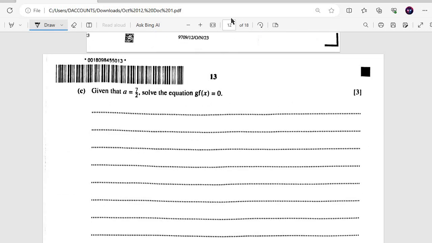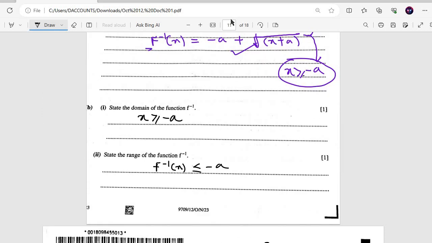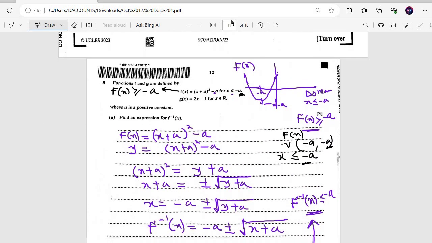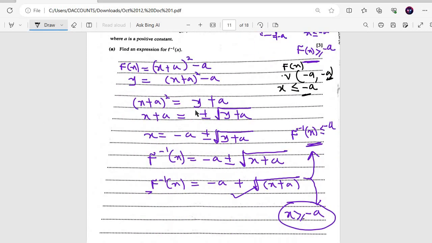Now, question C. Given that a is equal to 7 over 2, we are given the value of a to be 7 over 2. We have to solve gf of x. What is the meaning of gf of x? It means you have to place f of x inside g of x. Where is our g of x? Oh, it's in the second question, 2x minus 1.